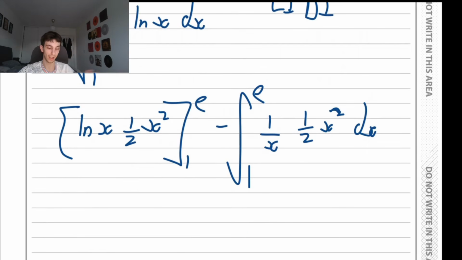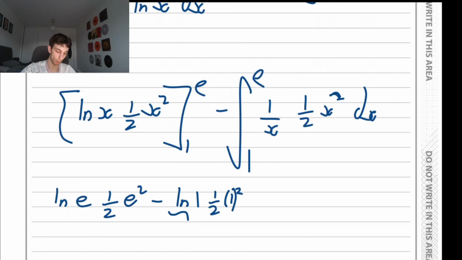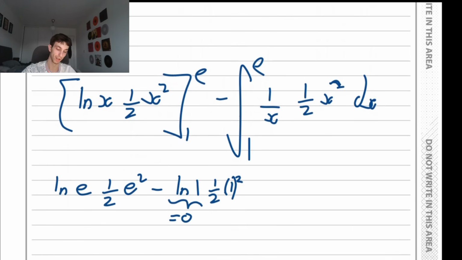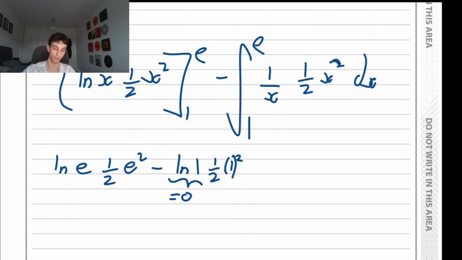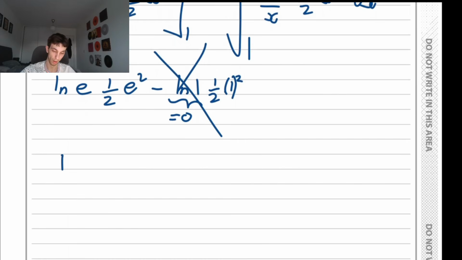On the left-hand side, let's plug in the limits. We have the natural log of e multiplied by a half e squared, take away the natural log of 1 multiplied by a half 1 squared. I'm actually going to delete everything on this natural log of 1 side, because we know the natural log of 1 is equal to 0, so we can just draw a cross through it. The natural log of e is 1, multiplied by half e squared, so that's half e squared.